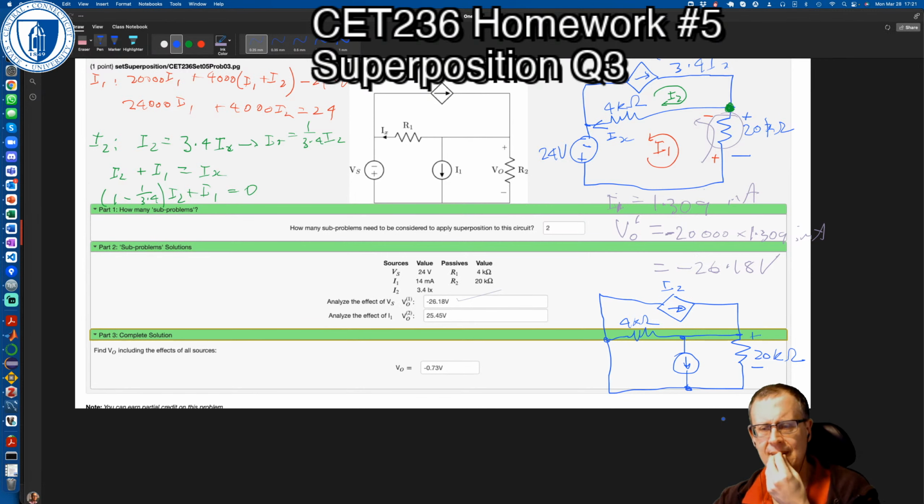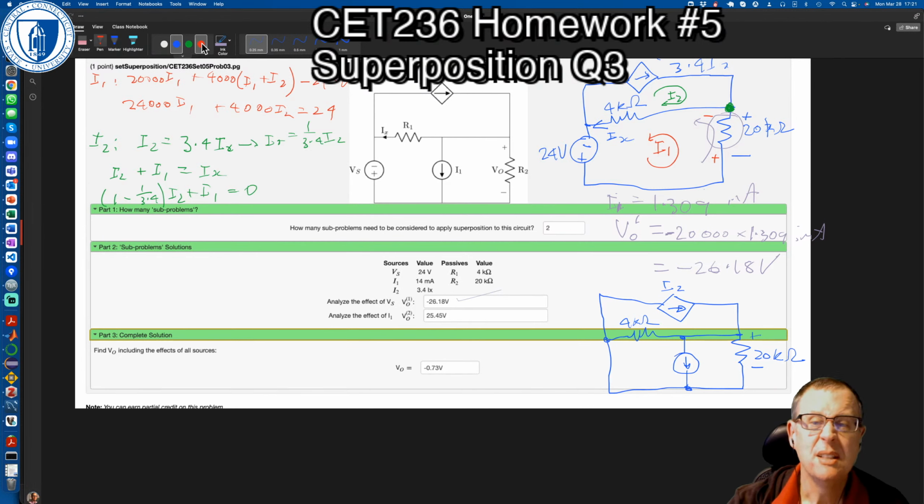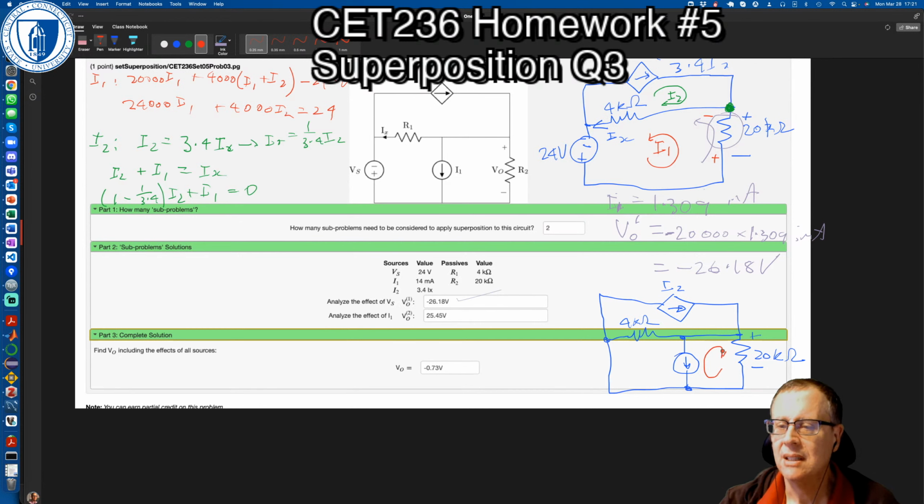Because we've got three meshes. Let's see if we can do it with three meshes. This time, however, I'm going to take this one going in the right direction so we don't get confused with polarities. And I'm going to make that one go around like that, so that's an I2.